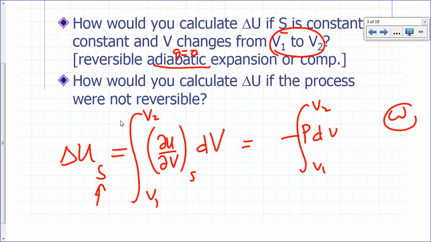You just need to identify the initial state and the final state, and then imagine it happening reversibly. Remember, u is a state function, so you can always go from whatever you have identified as your initial state to your final state. Imagine a reversible process for doing that, and you should get the same delta u. Okay? So that's how you apply that.